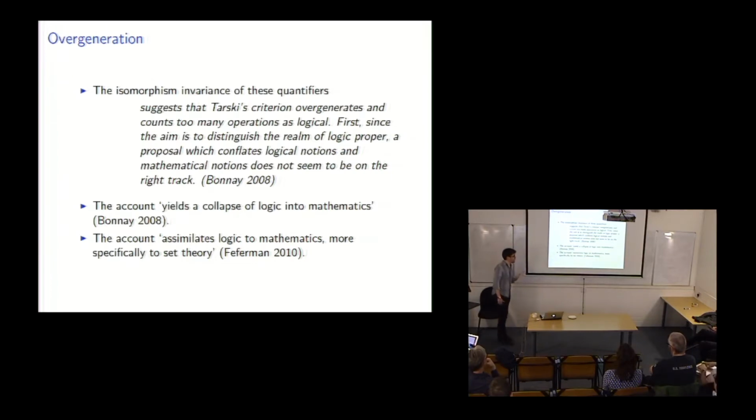And Feferman writes that the account assimilates logic to mathematics, more specifically to set theory. So the idea clearly is we've gone too far, we've let through mathematics, logic has ended up being too close to mathematics on this picture, in a way that we shouldn't want if we were motivated by topic neutrality.